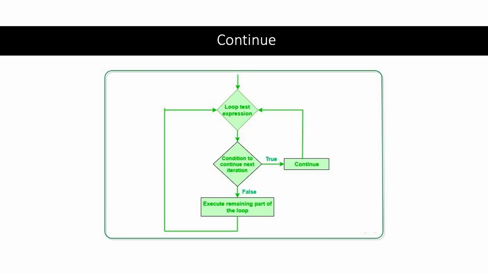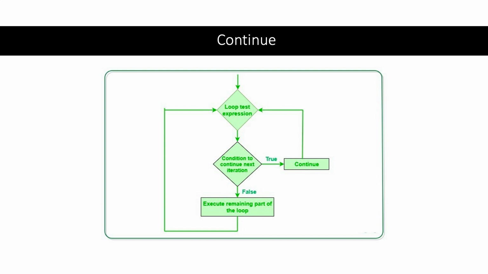Also in Python loops, we can have a continue statement. The continue statement is used within loops to skip the current iteration and proceed directly to the next iteration of the loop. So when a continue statement is encountered, the loop's remaining code for the current iteration is not executed, and control is transferred back to the beginning of the loop for the next iteration.